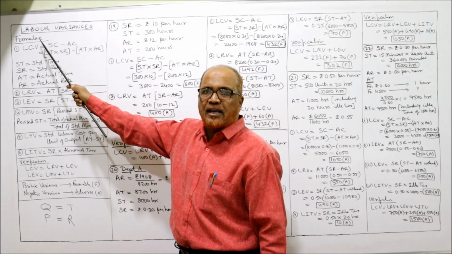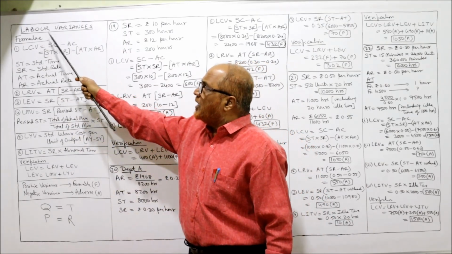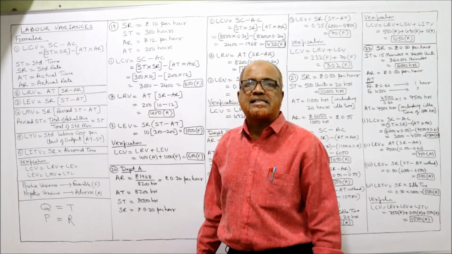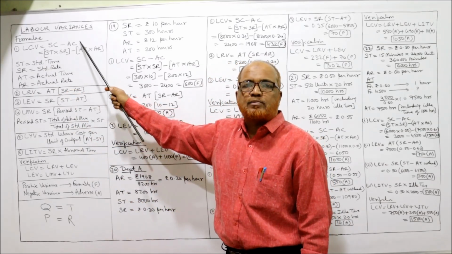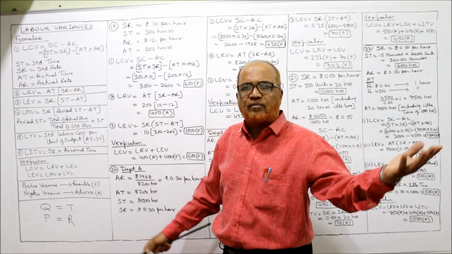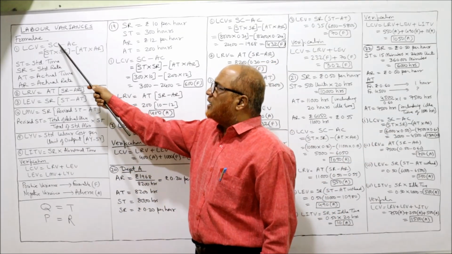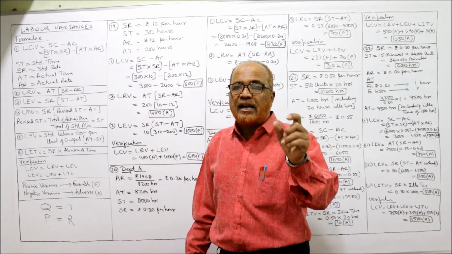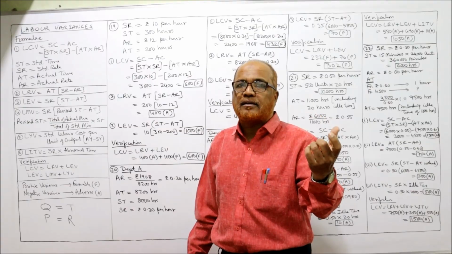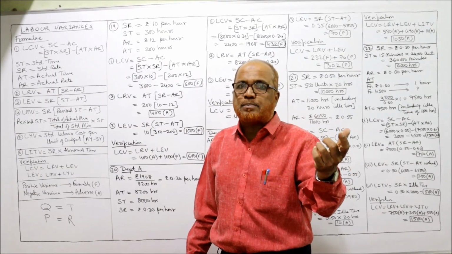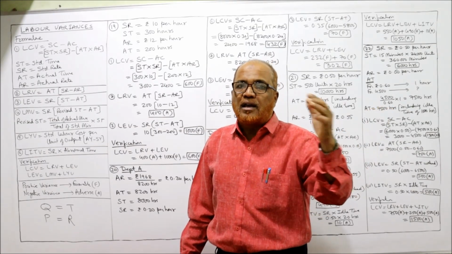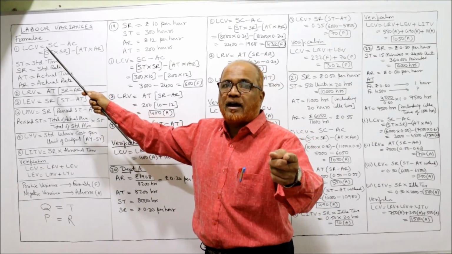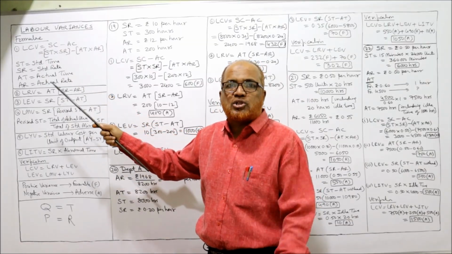The first formula, again I am repeating, formula on labor variances. First one, LCV, labor cost variance. LCV is equal to standard cost minus actual cost. Exactly same as what we have done in material variances. So standard cost, standard time into standard rate. See here, earlier we have written SQ into SP in material variances. Now in place of Q, I am writing T, in place of P, I am writing R. That is the only change.